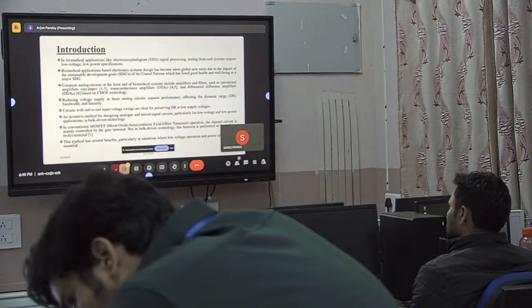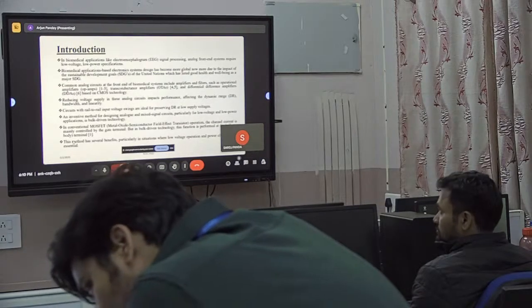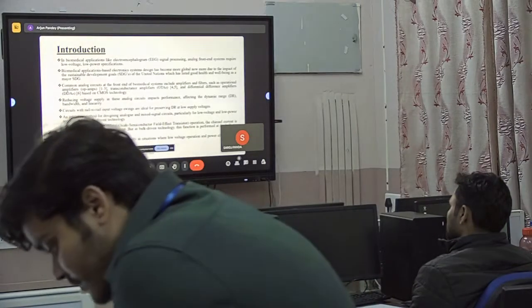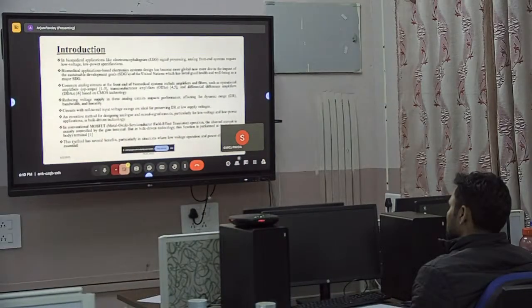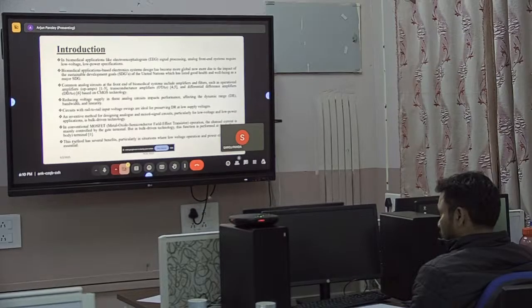So, the technology for biomedical applications has moved in the past 5 to 10 years because of the United Nations declaring it as an SDG. So if we look into the system, how the current applications are working, we see that op-amps, OTAs, etc.